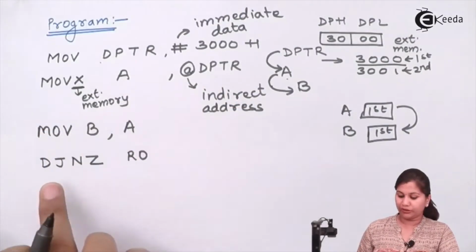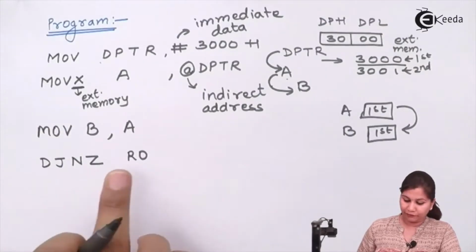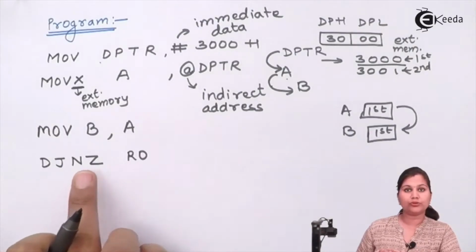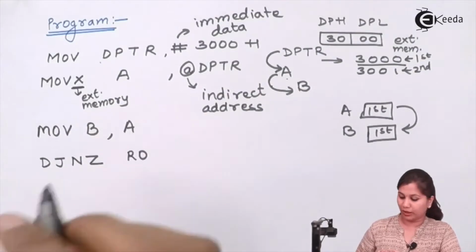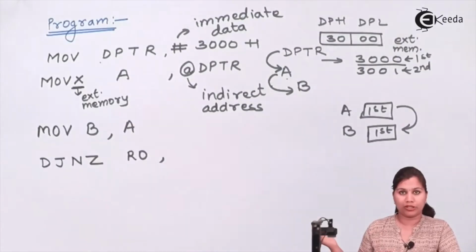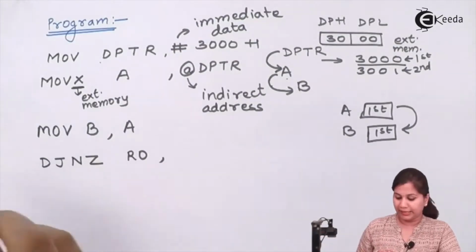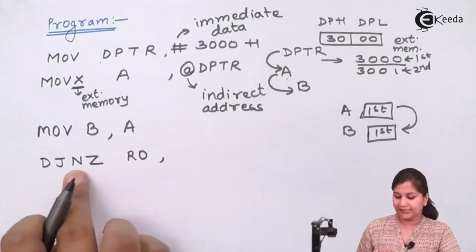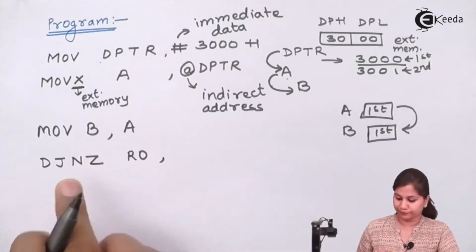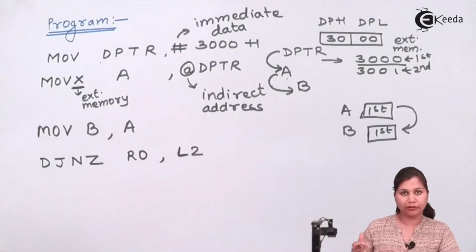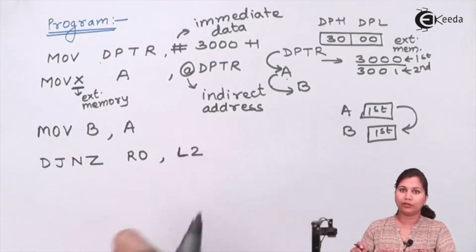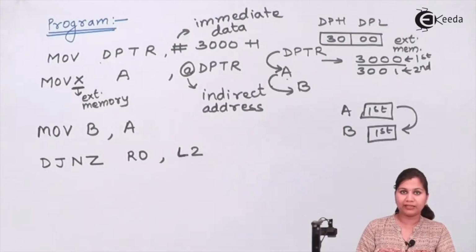Okay, so you have to decrement that R0 and you have to check that whether it is equal to 0 or not. If it is not equal to 0, then you have to jump to some memory location. J is for jumping and D is for decrementing, NZ is for not equal to 0. So you have to jump to some memory location. We have given a label to that memory location, L2, that we will specify later on.